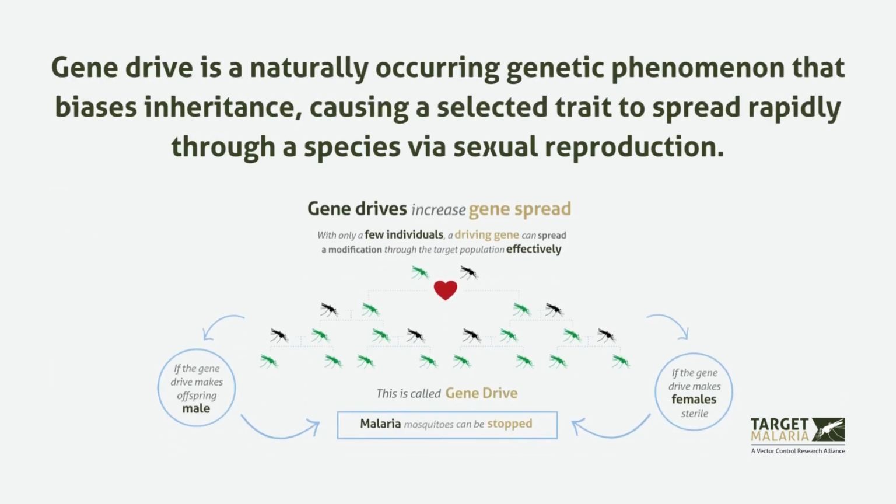Gene drive is a naturally occurring genetic phenomenon that biases inheritance, causing a selected trait to spread rapidly through a species via sexual reproduction. Normally, genes have a 50-50 chance of being inherited. Gene drive systems increase that chance to upwards of 99%. Target Malaria is investigating using gene drive to reduce the population of Anopheles mosquitoes.